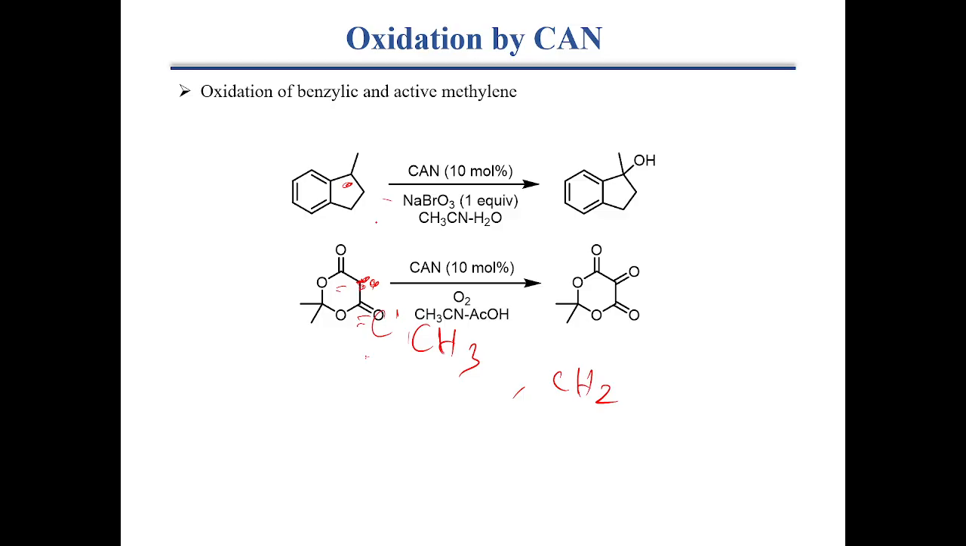So in these cases, both are oxidized to ketone. Here, the active methylene group is converted to ketone, but in the tertiary carbon, where the benzylic methyl is present, CAN oxidizes this carbon to alcohol. So this is forming a tertiary alcohol. It can't form ketone because the valency of the carbon is satisfied here. The valency of carbon is 4, so it can't further oxidize to ketone or any other state.